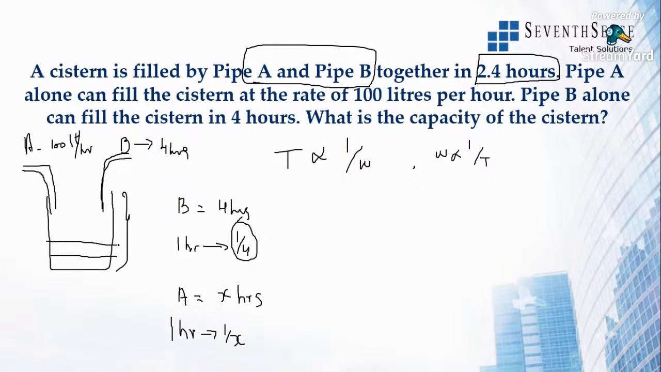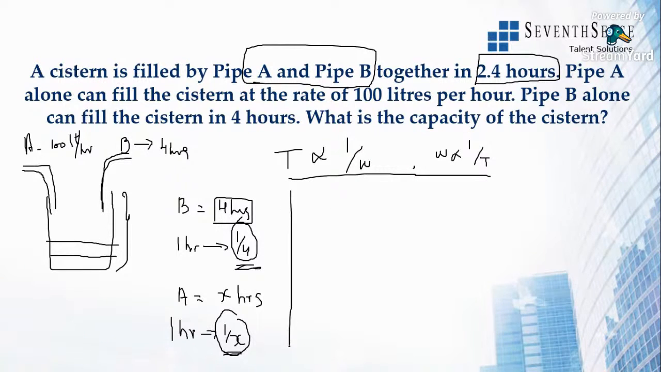Always remember this. B takes 4 hours to fill the tank, so every hour it fills 1/4 of the tank. But A, I don't know how many hours it takes to fill the tank, but every hour it takes 1 by X of the tank. So this is the concept of time and work. Time is inversely proportional to work, and work is inversely proportional to time.